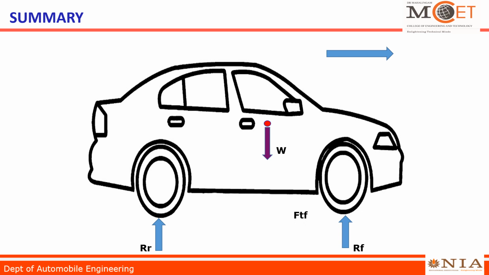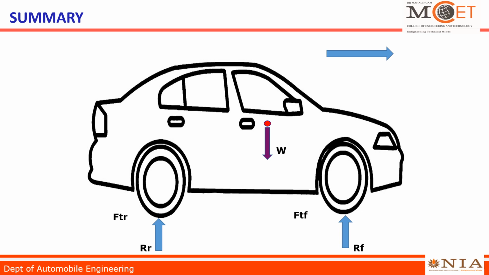After that, we have the tractive forces, at the front wheel or rear wheel, FTF and FTR. These are the forces which move the vehicle. So the tractive force will always be in the same direction as the vehicle motion, or the vehicle motion will be in the direction of the tractive force. That is the correct one. Vehicle motion is always in the same direction as the tractive force.